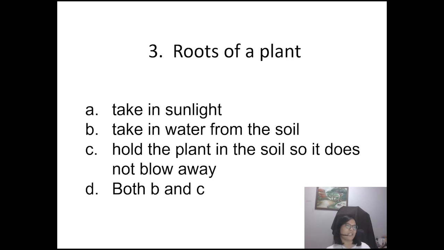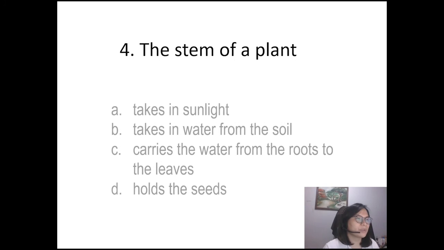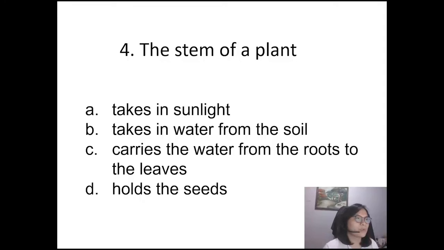And alright, so we have another question. The stem of a plant. A, does it take in sunlight? B, does it take in water from the soil? C, does it carry the water from the roots to the leaves? Or D, does it hold the seeds? So the answer is letter C.